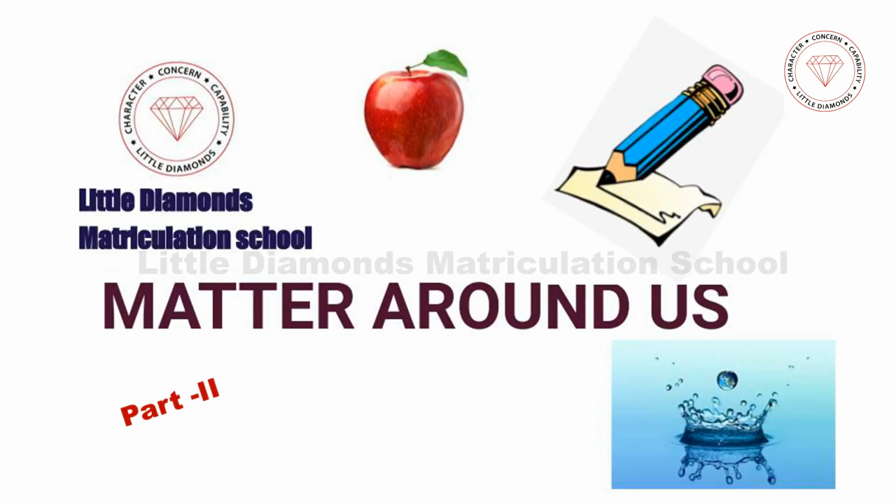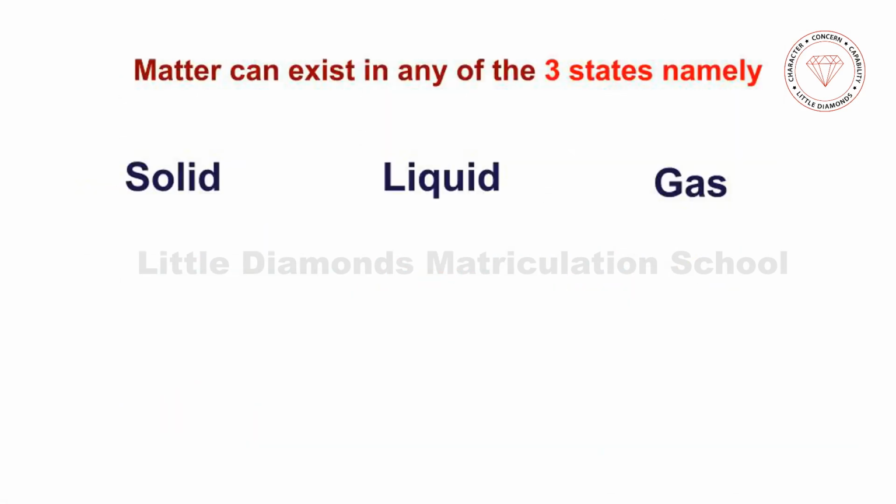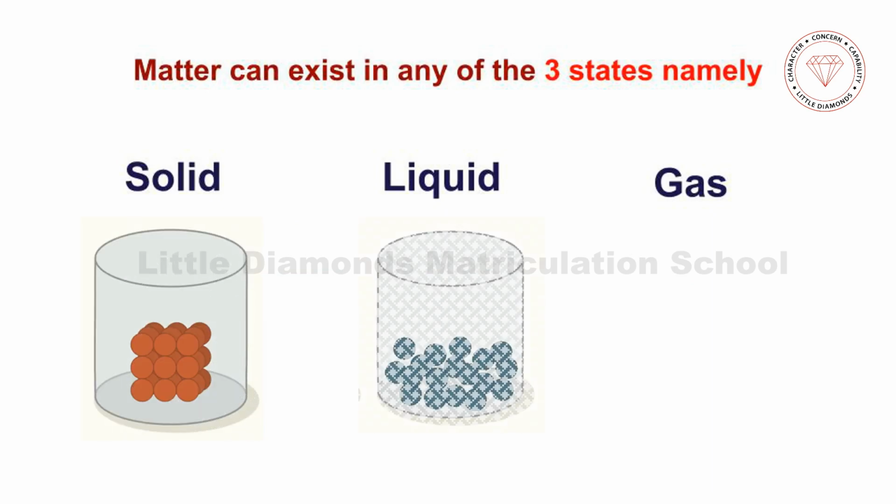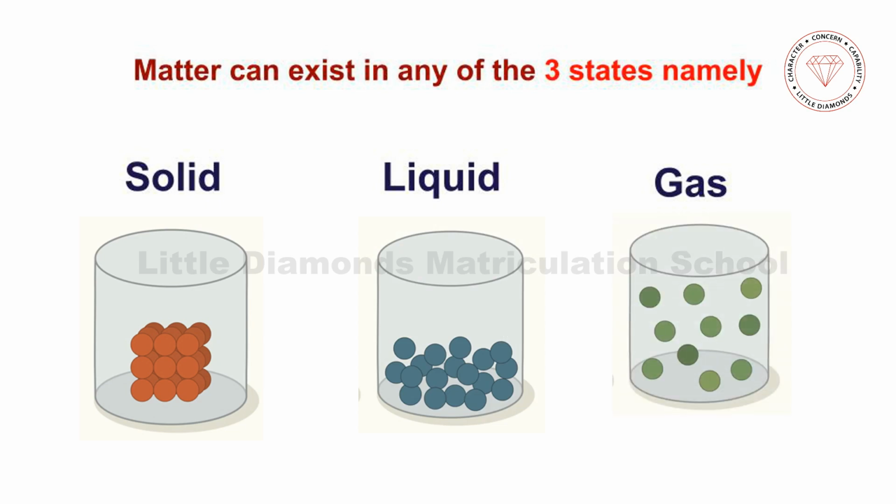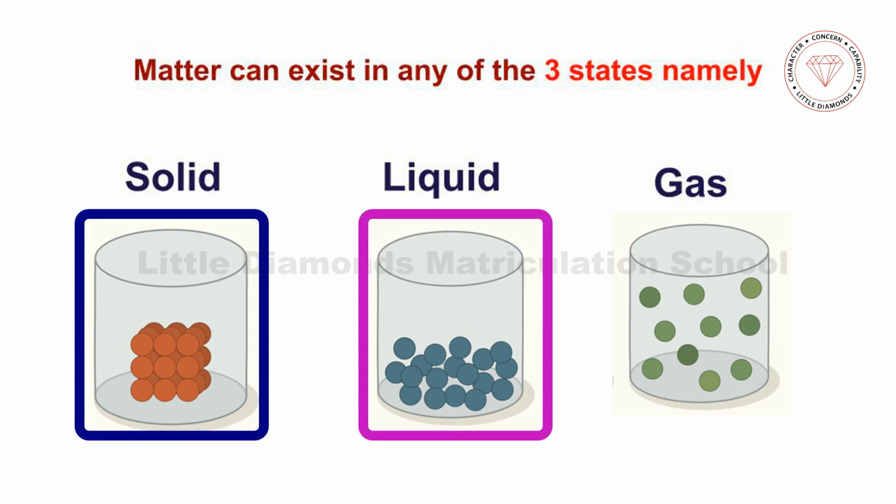Matter Around Us, Part 2. Matter can exist in any of the three physical states, namely solid, liquid, or gas. Let us understand the difference in the properties of a solid, liquid, and a gas.